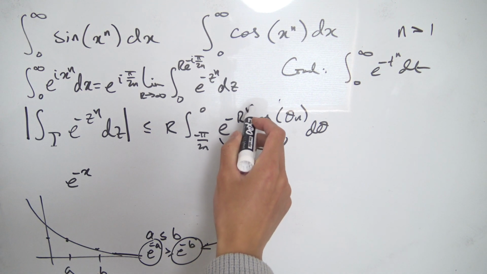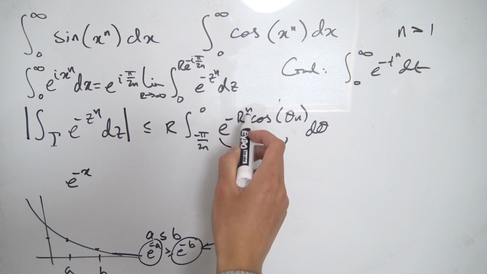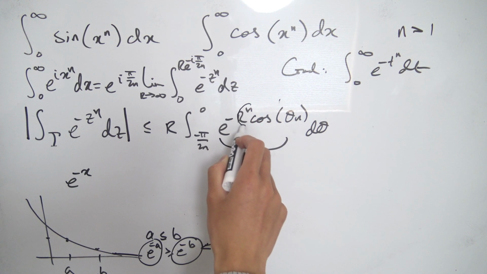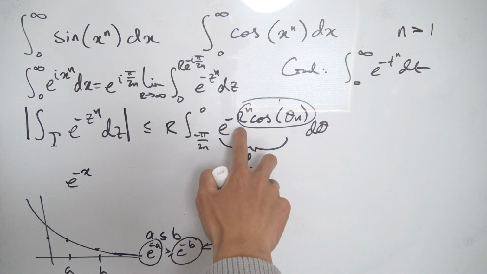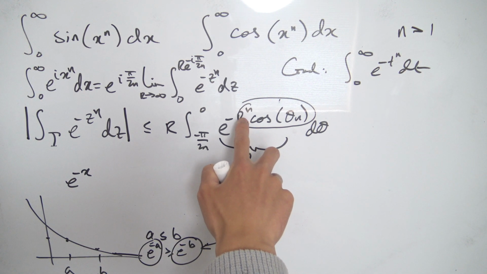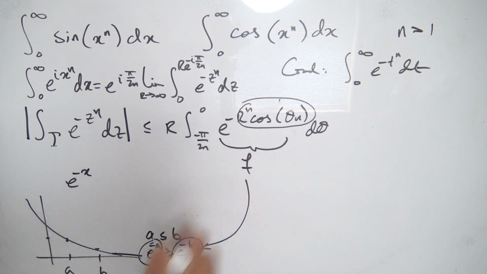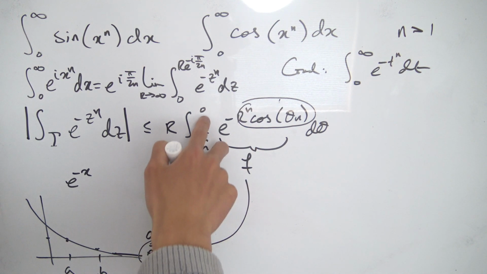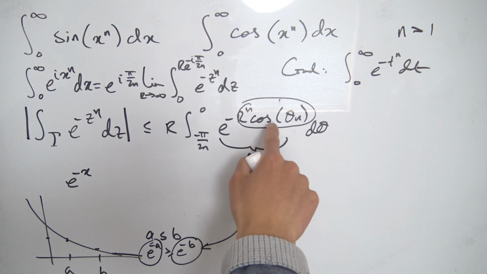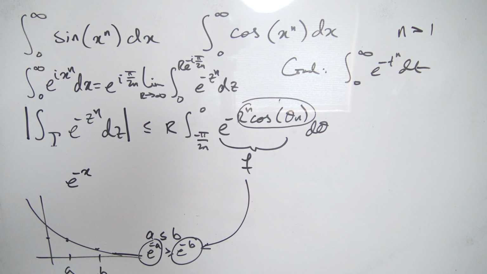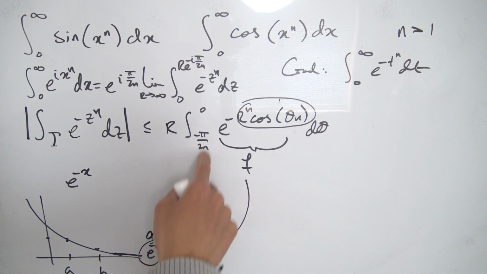So if we look at the exponent over here, just this part, if we can find some expression that's always less than or equal to r to the n cosine of theta n on this interval, then we can find a new upper bound for our function f. So that's the idea. Alright, so what's a function that's always less than or equal to r to the n cosine of theta n on this interval?